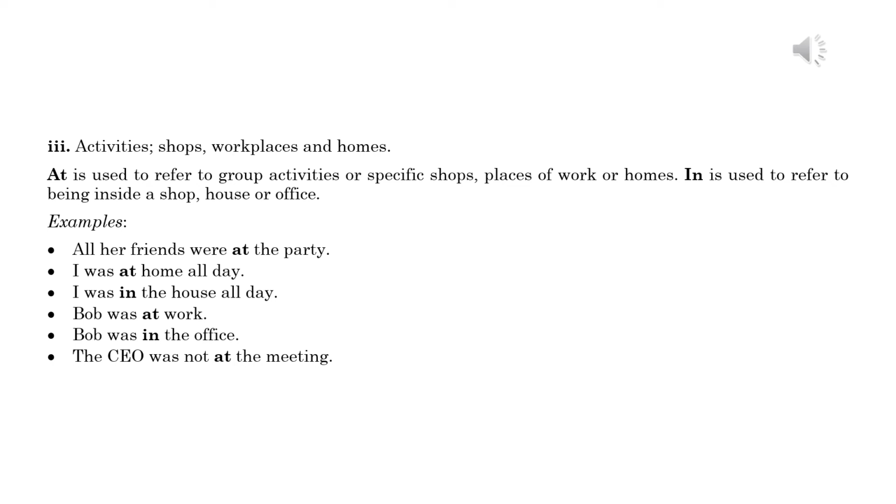3. Activities, shops, workplaces and homes. At is used to refer to group activities or specific shops, places of work or homes. In is used to refer to being inside a shop, house or office. Examples. All her friends were at the party. I was at home all day. I was in the house all day. Bob was at work. Bob was in the office. The CEO was not at the meeting.